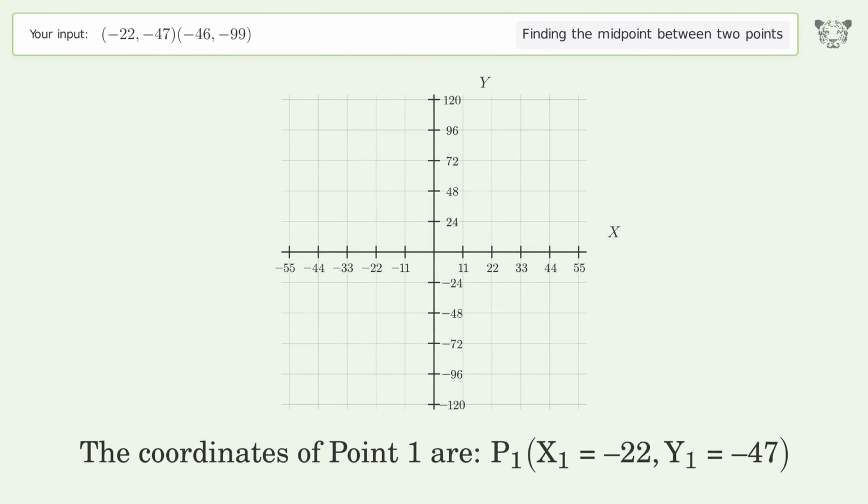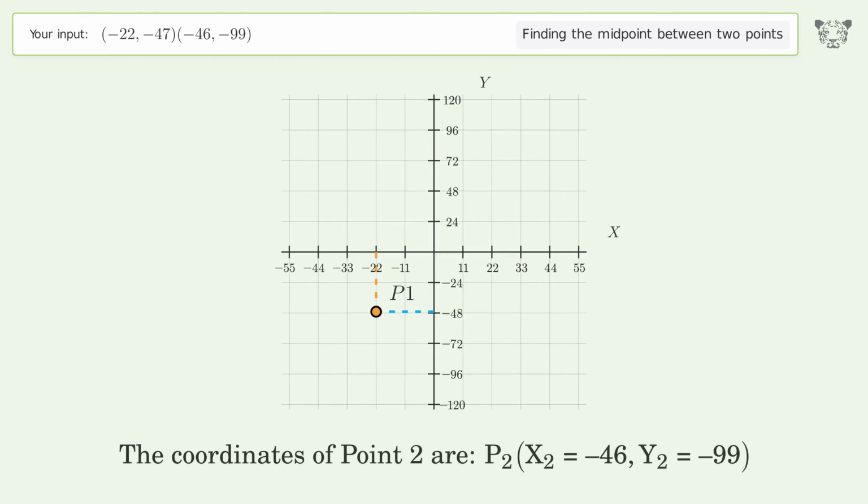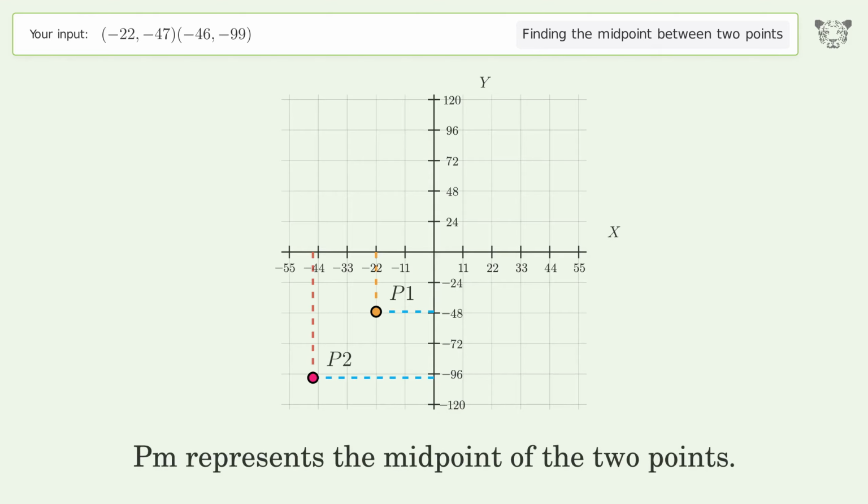The coordinates of point 1 are, x1 equals -22, y1 equals -47. The coordinates of point 2 are, x2 equals -46, y2 equals -99. PM represents the midpoint of the 2 points.